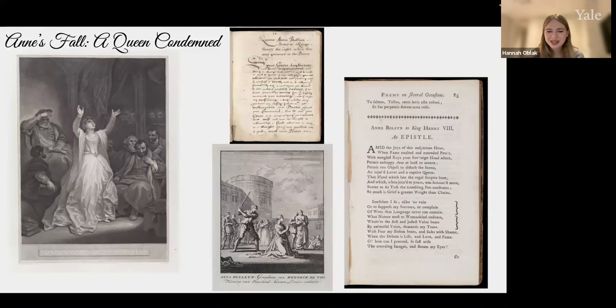This is actually an image where the caption below is in Dutch, which I think is fascinating. And then we see on the top middle and on the right a letter and a poem that are both imagined to be from Anne to Henry, where she is pleading to him and discussing her own end. The copy of the letter we see on the screen is from 1630.